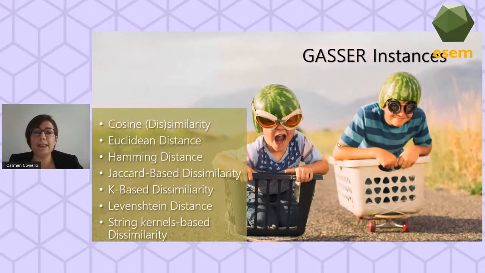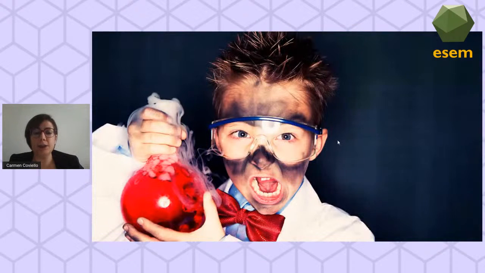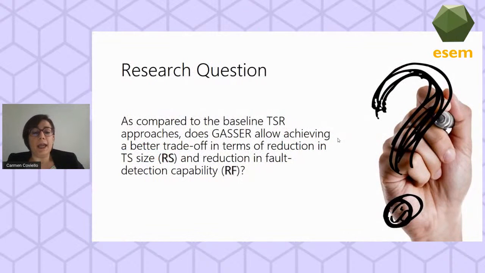We define 7 instances of the Gasser approach, and they differ from each other in the dissimilarity measure used to compute the test cases diversity. To verify our idea in the proposed approach, we perform a preliminary experiment. In particular, our question wants to verify if, as compared to the baseline test suite reduction approaches, Gasser can obtain a better trade-off in terms of reduction in test suite size and reduction in fault detection capability. These 2 metrics are very important because they allow us to quantify the quality of the reduced test suite.